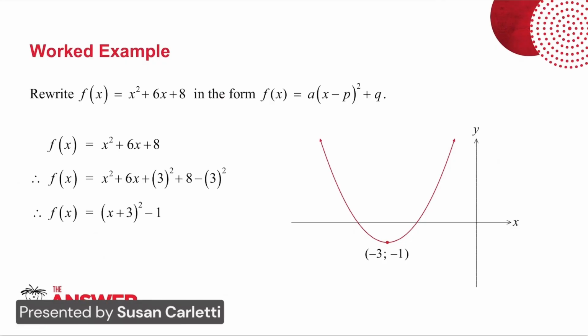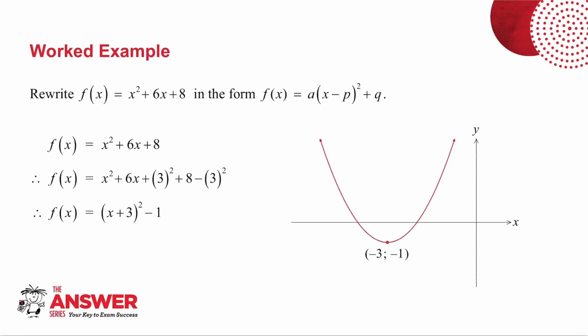The first examples I want to look at are ones that you can encounter in functions. So what I've given you here is: rewrite f of x equals x squared plus 6x plus 8, in other words a parabola, in the form f of x equals a bracket x minus p all squared plus q. And whenever you see a question like this, you must know that you are going to be completing the square.